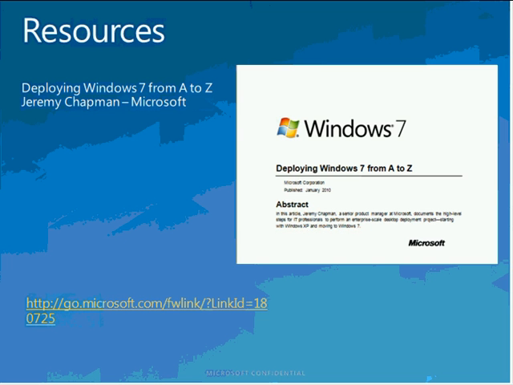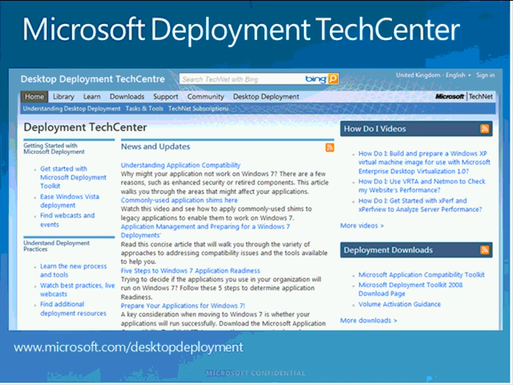There's a great resource that I'd thoroughly recommend, Deploying Windows 7 from A to Z by Jeremy Chapman, a guy here at Microsoft, and it's written in really good, plain English that will take you through the tools. So you're an organisation today, you've got XP deployed, you'd like to go to Windows 7, what do we need to do? And it will just go through the tools that we've mentioned today. Microsoft.com/desktopdeployment has some great webcasts and videos that go through these tools again in more detail. And this is the place you go as well to download MDT, the Microsoft Deployment Toolkit, and some of the other tools that we've mentioned today.